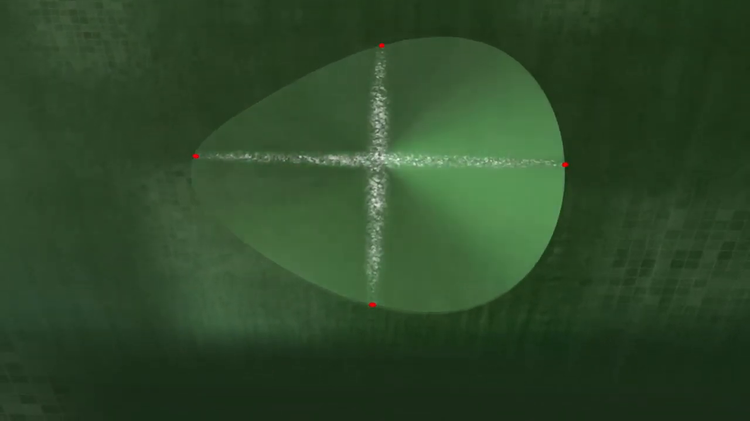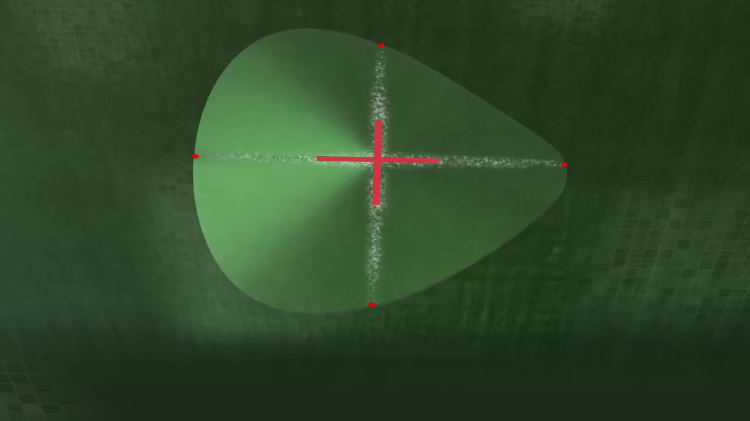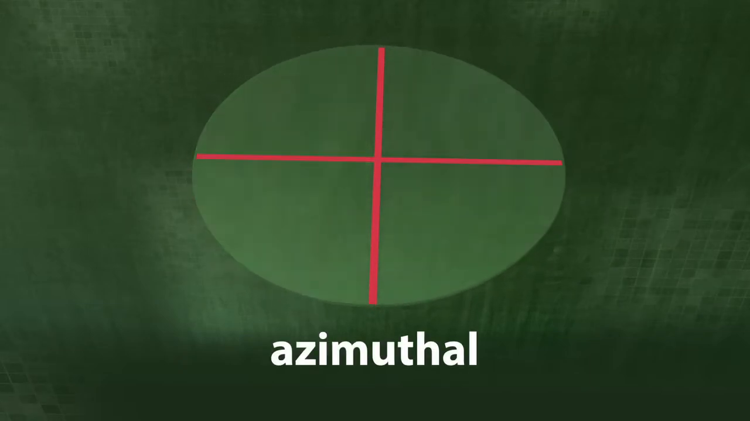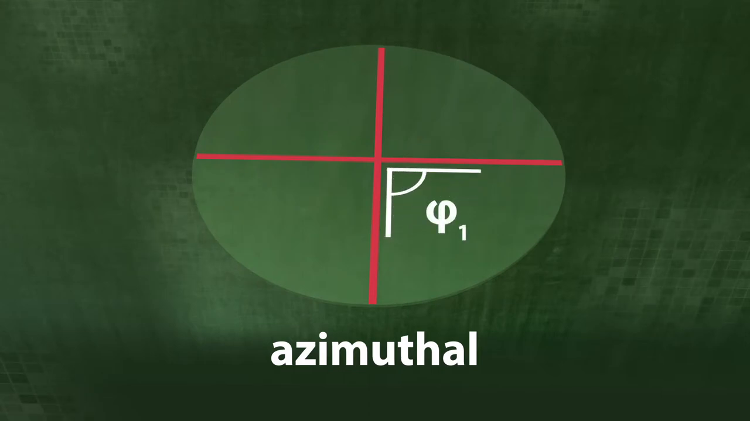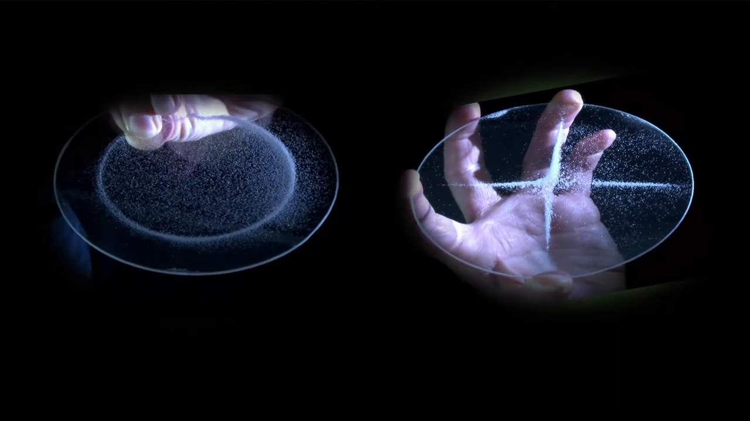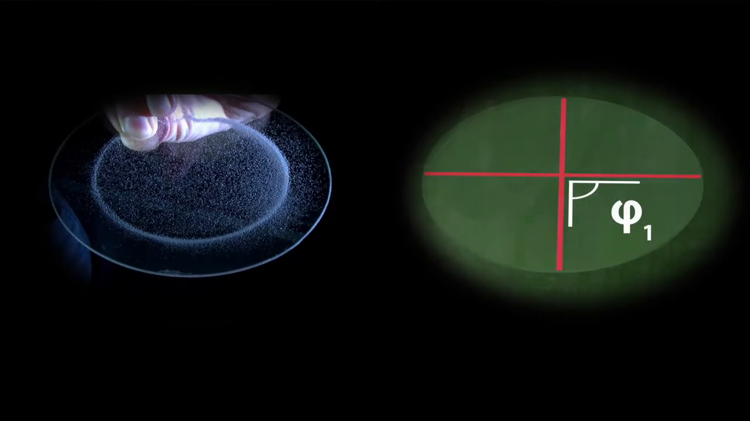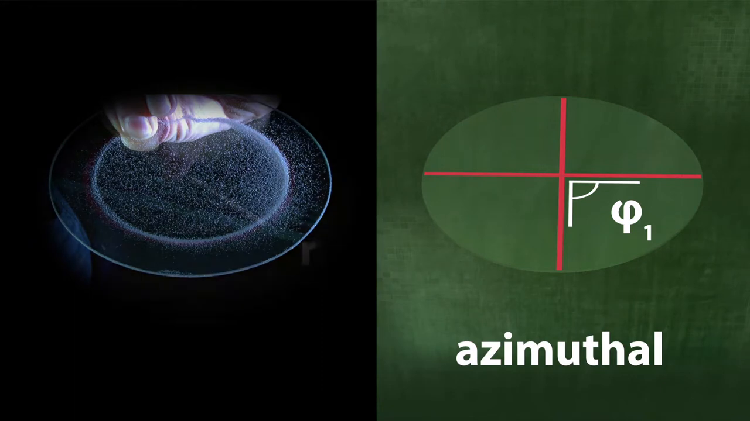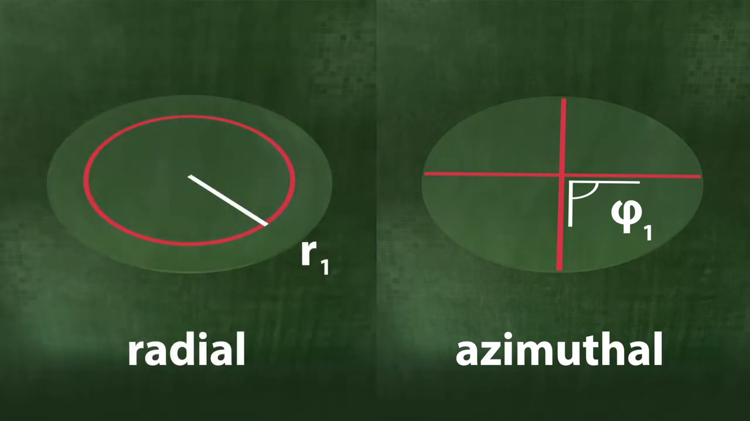This pattern continues throughout the entire glass plate, that is, for all radii. The nodal lines are therefore located at fixed angles. That's why they are called azimuthal nodal lines. In this case, the angle phi between the two azimuthal nodal lines is equal to 90 degrees. Nodal lines with a fixed angle are called azimuthal lines. Nodal lines with a fixed radius are radial lines.